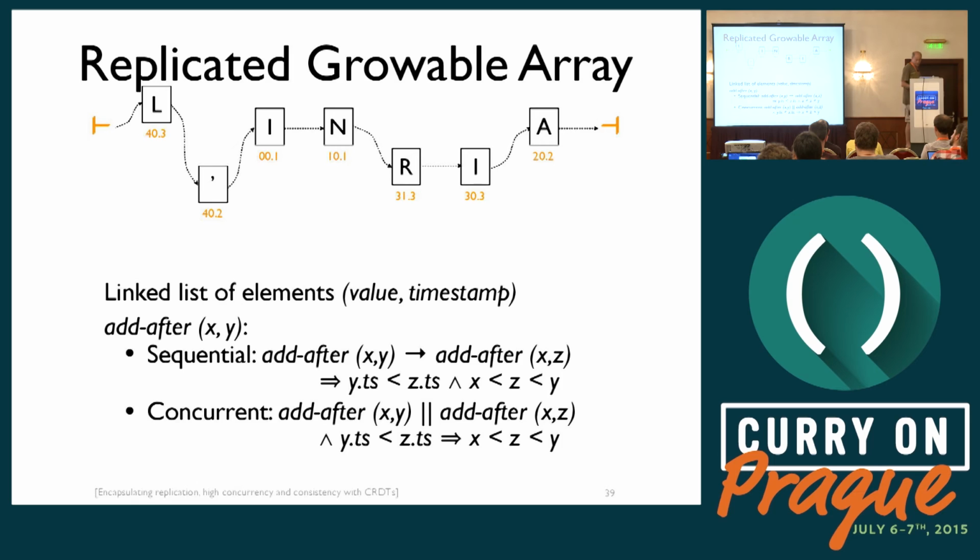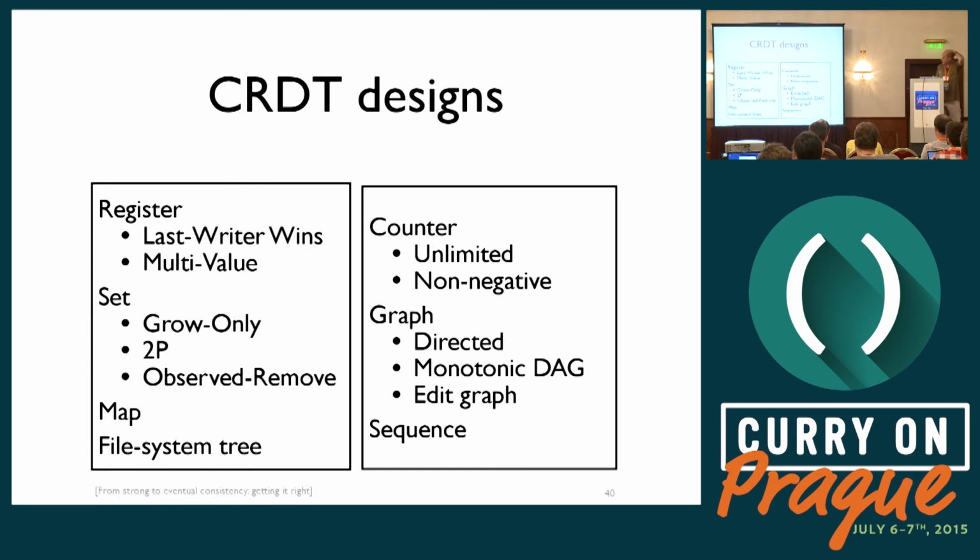And it's very useful. So we have many CRDT designs. And you can use these different designs, you can compose them to build bigger programs. So registers, last writer wins, different kinds of sets. Once you have sets, you can do maps. Then we also have counters and graphs, which are just compositions of sets, and sequence, such as RGA that I just showed you.